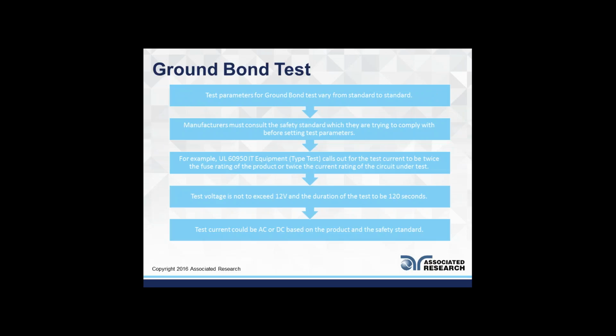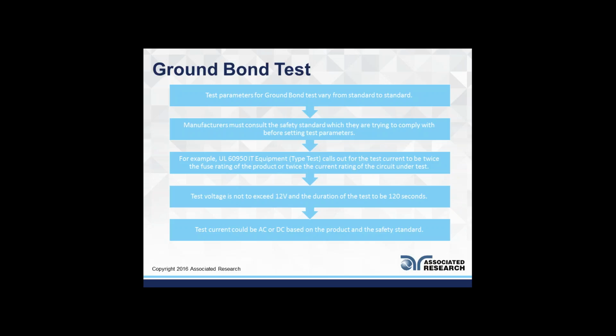So if your product was rated for 8 amps or 9 amps, it needs to be tested at either 16 or 18 amps, or twice the current rating of the circuit that it's going to plug into. So if the device is going to be plugged into a 15 amp breaker circuit, or meant for an environment where there's a 15 amp breaker, at this point you're required to run it at 30 amps. The amount of time required to run this test will also be listed in the standards. Most commonly listed time is 60 seconds. Ground bond test is performed for 60 seconds during type testing.